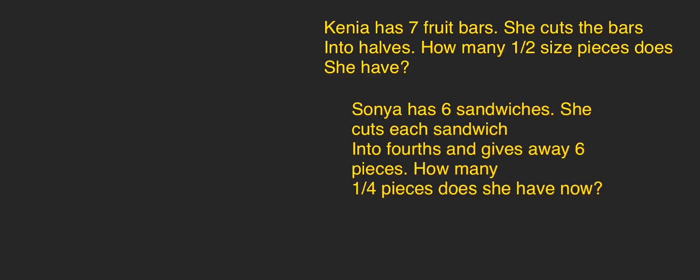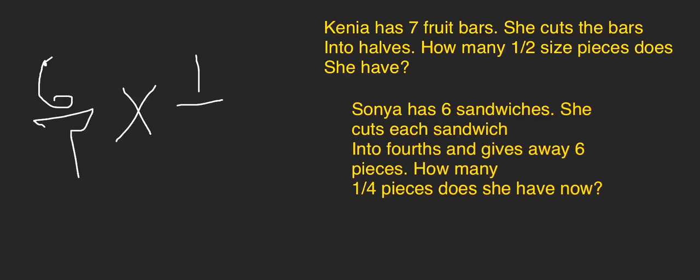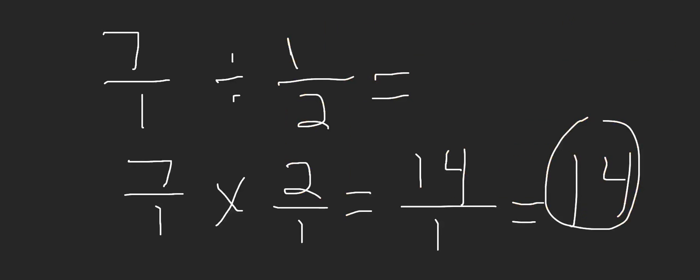Let's take a look at the next problem. So what's being divided here? Well, what's being divided are the sandwiches, right? 6 out of 1. She's dividing the sandwiches into fourths, 1 out of 4. So let's take a look at that problem. Hold on. So this should be division, right? Because we're dividing, finding 1/4 parts. Okay, so let's take a look at that.